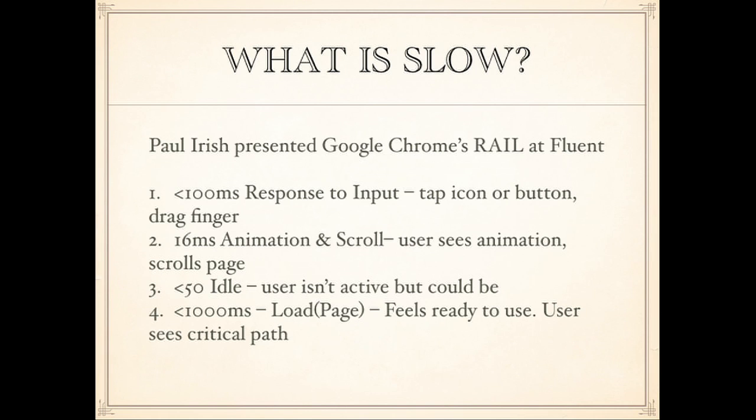Last week at Fluent, Paul Irish talked about what the Chrome team is doing with an initiative they call RAIL. It's got some figures for response to input, meaning the tap on an icon or button or a dragged finger. Animations and scroll: the user sees the animation and scrolls the page. Idle, meaning the user isn't active but could be. And load, page load: it feels ready to use, the user sees the critical path. So they're working on this.